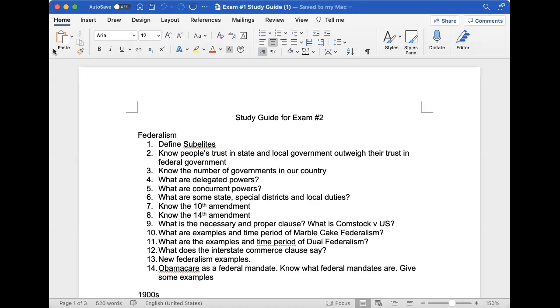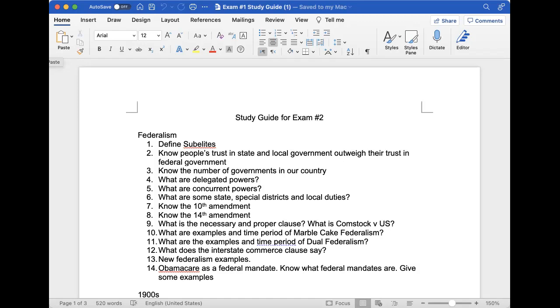Be able to define sub-elites. Usually, we've been talking about elitism. Sub-elites are elites within the local and the state governments. Generally know that people have more confidence in state and local government than federal government. We talked about how local and state elected officials are a little bit more accessible, and sometimes that's a measure of how people will trust government a little bit more. Federal government, it's hard to get in touch with them.